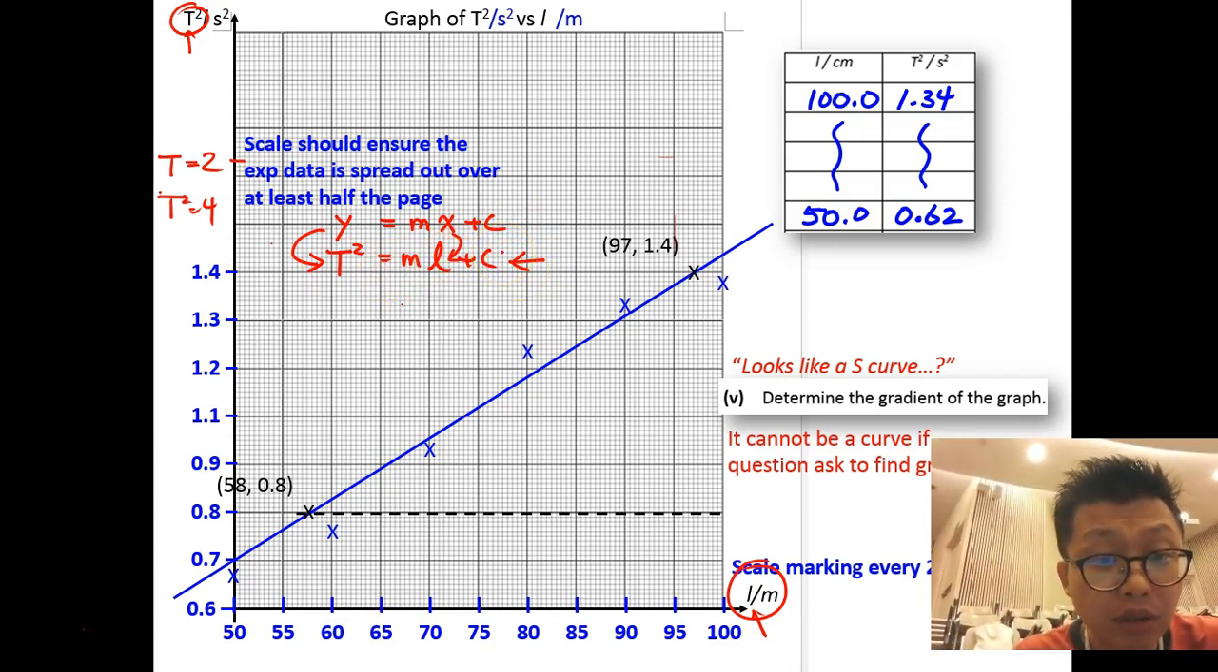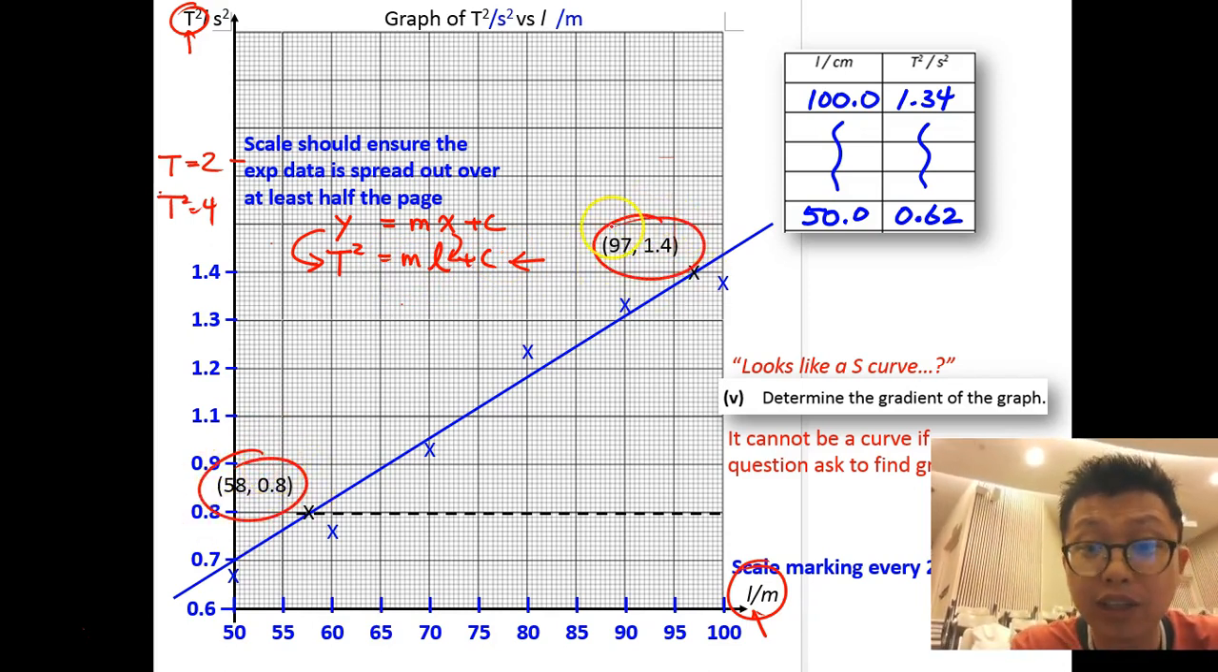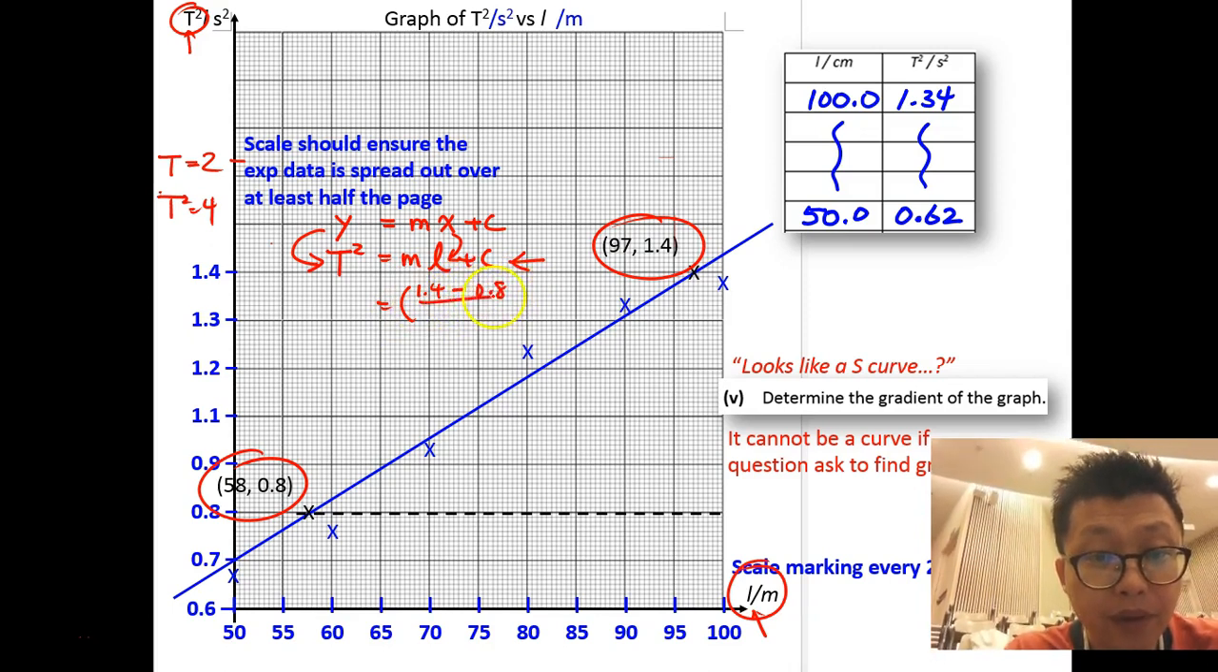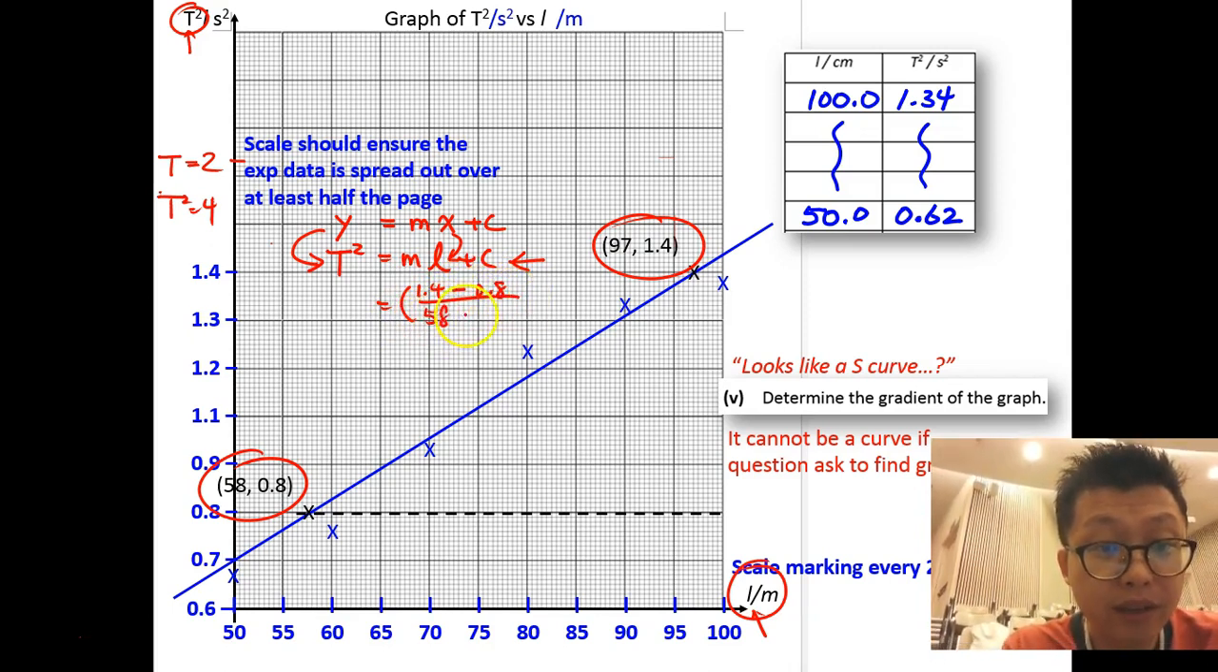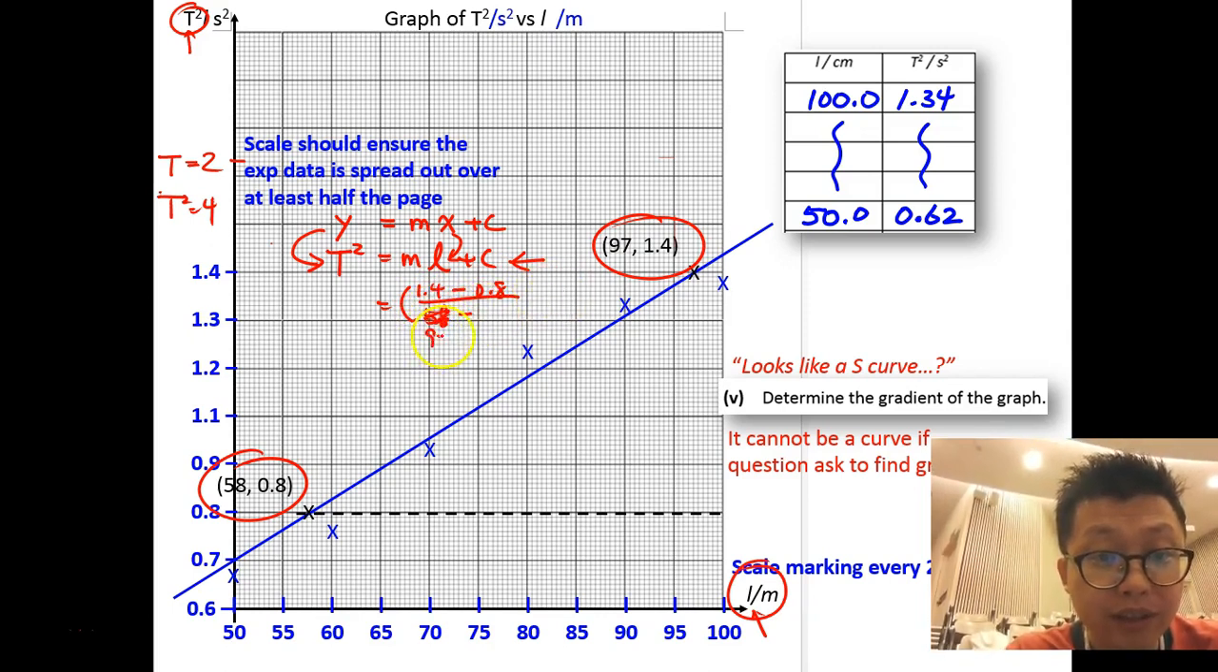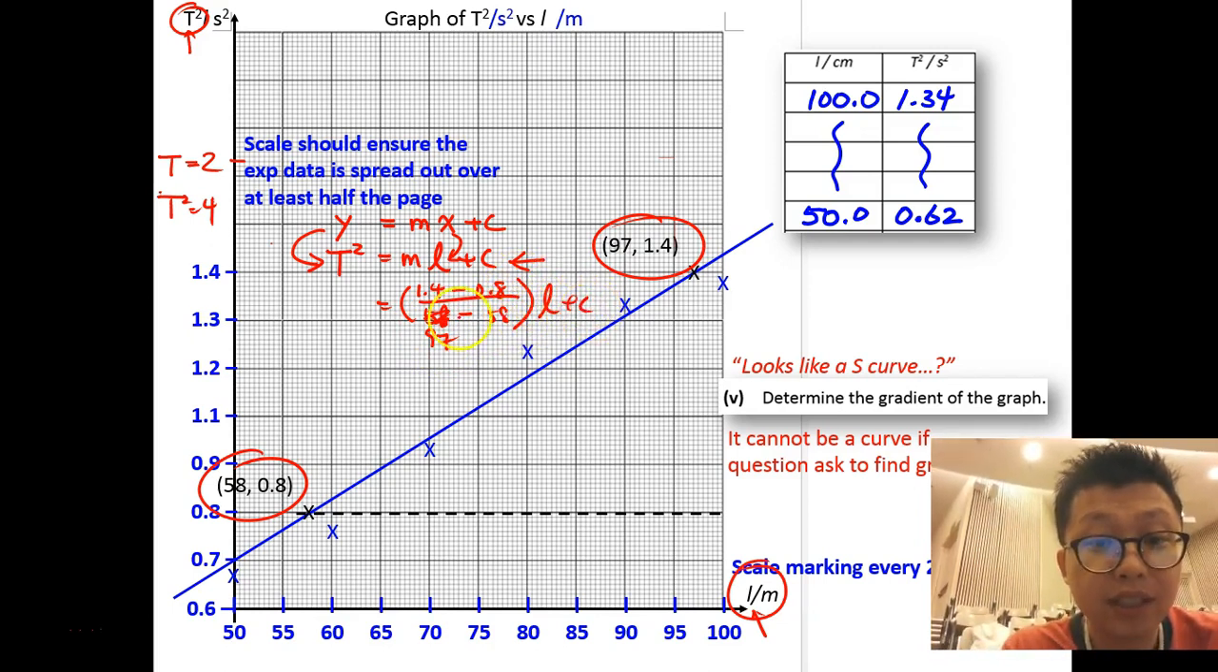Then you may ask me, teacher, but what is m? m you have found, right? You have calculated what is your gradient here. Correct or not? So m will be some gradient. So in my case, it will be this, right? 97 minus 58 over L plus C, T squared. So this is your gradient.